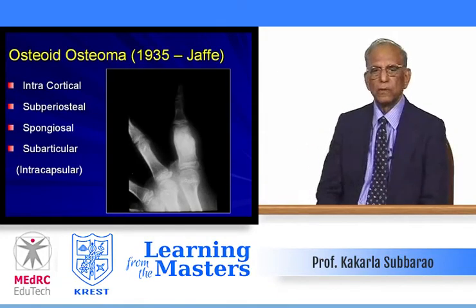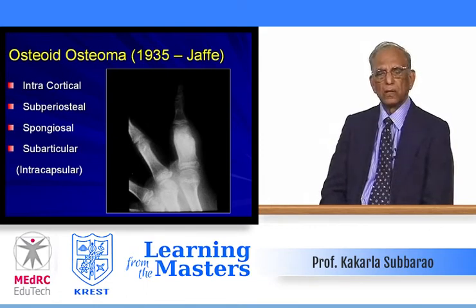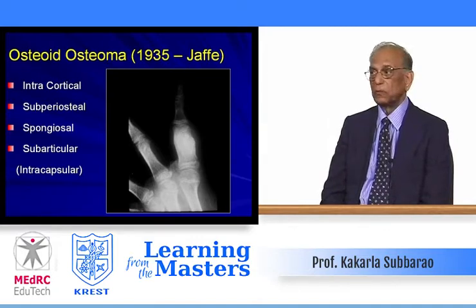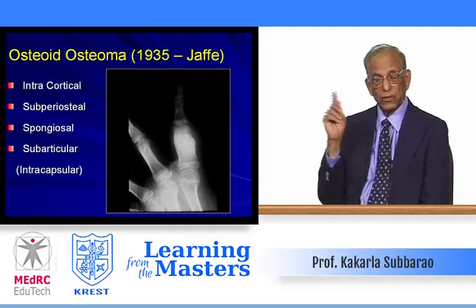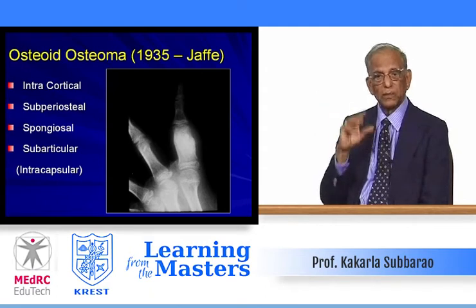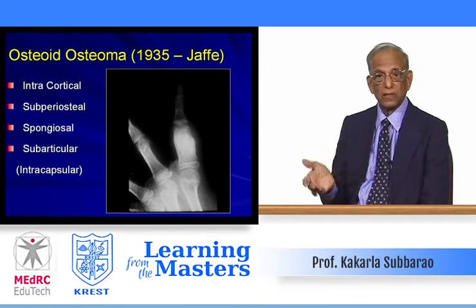Then we come to the entity called osteoid osteoma. In 1935, Jaffe described it. By location, it could be intracortical, subperiosteal, spongiosal, only in which case we have to differentiate from bone island, but spongiosal osteomas are not dense. Anyway, we'll come to that. Subarticular or intracapsular, simulating arthritis clinically.